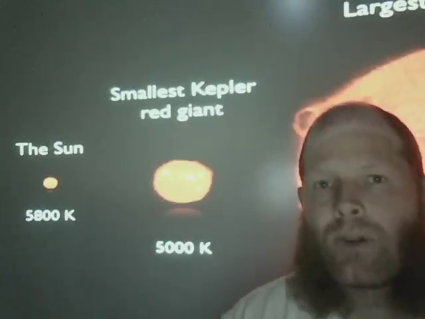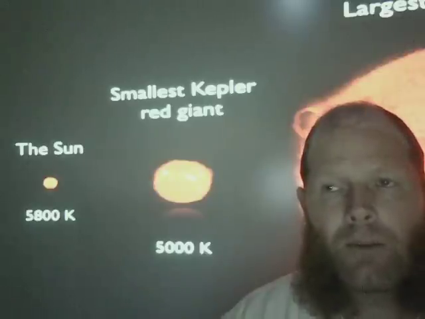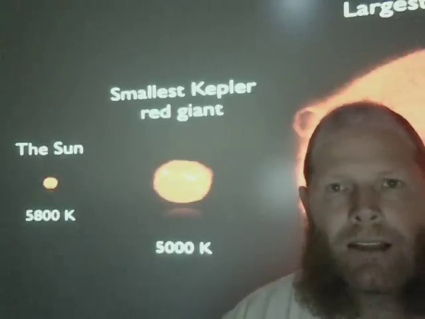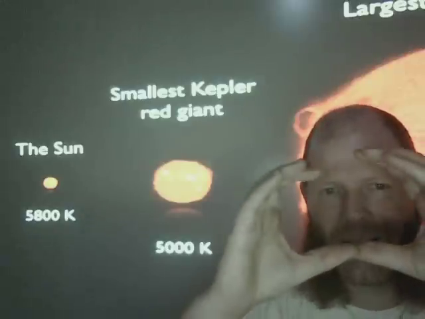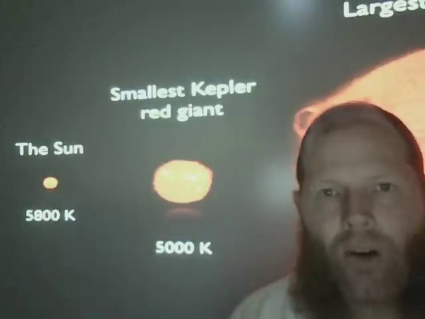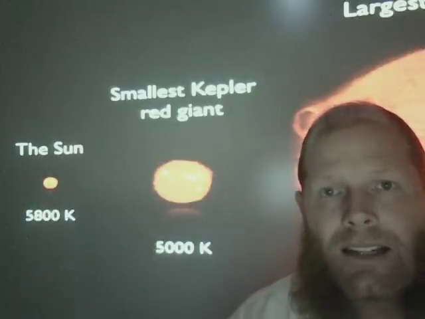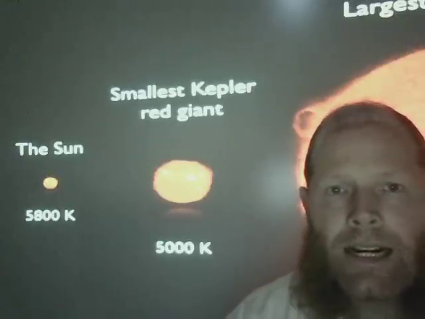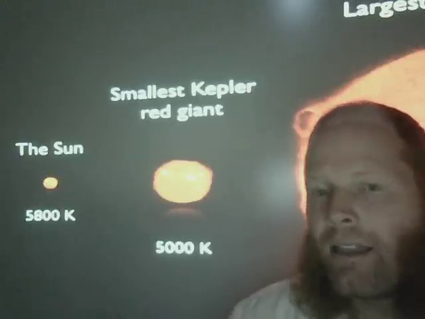So if you remember doing some of the planetary scaling that we did, picture the sun, which was about this big, going to the size of the orbit of Venus, which was significantly larger in the scale that we used in class.